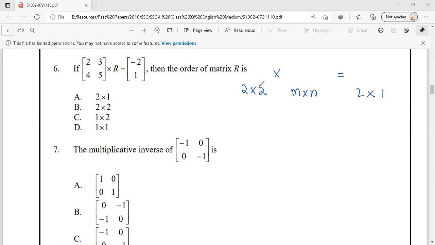So for their multiplication, these two should be the same so that multiplication is possible. So it means m is equal to 2. Number of rows is 2. And this is the order of the resultant matrix. So as we can see, in this equation the value of n comes out to be 1. So the order of this matrix should be 2 by 1. Option A is the right answer.